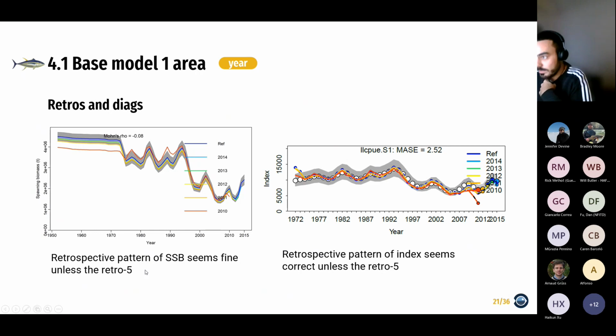Regarding the retrospectives, we can see that this model has a good retrospective pattern, unless the retro or the peel number 5, that is a bit out of the intervals. And the same happened with the retros for the index, for the CPUE.